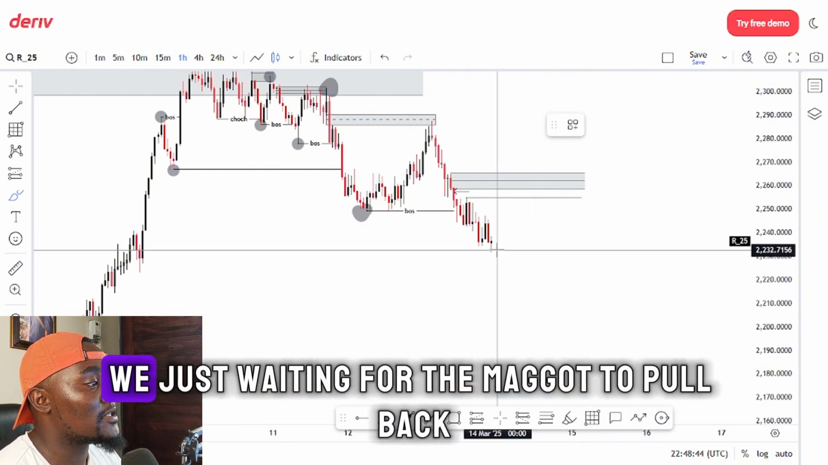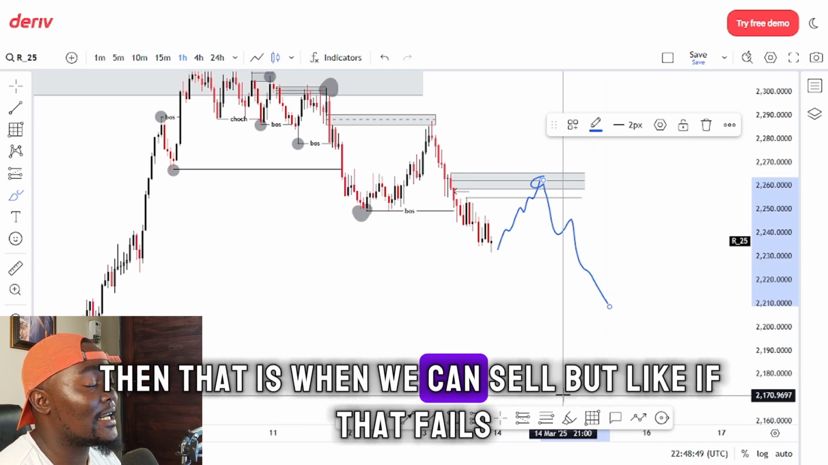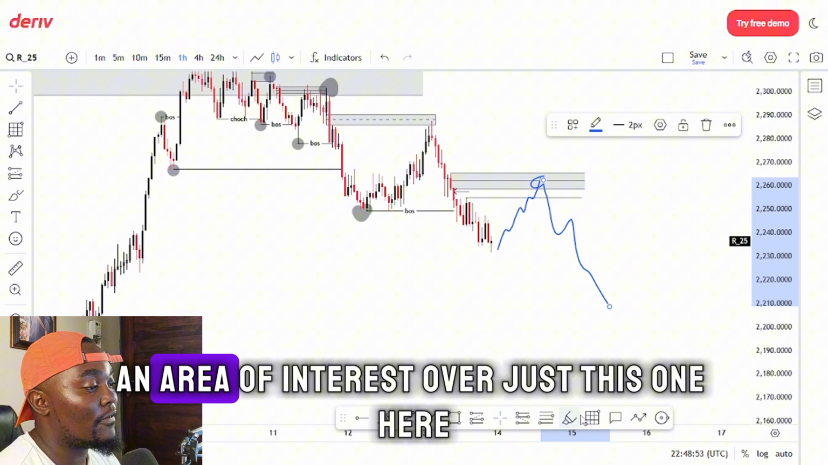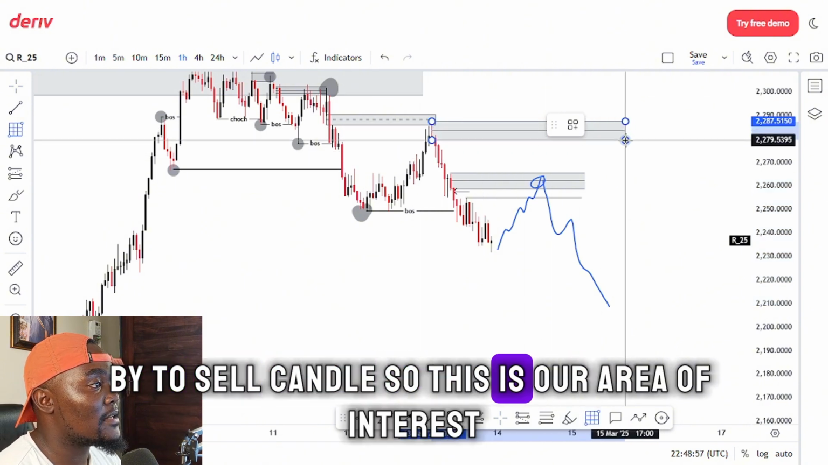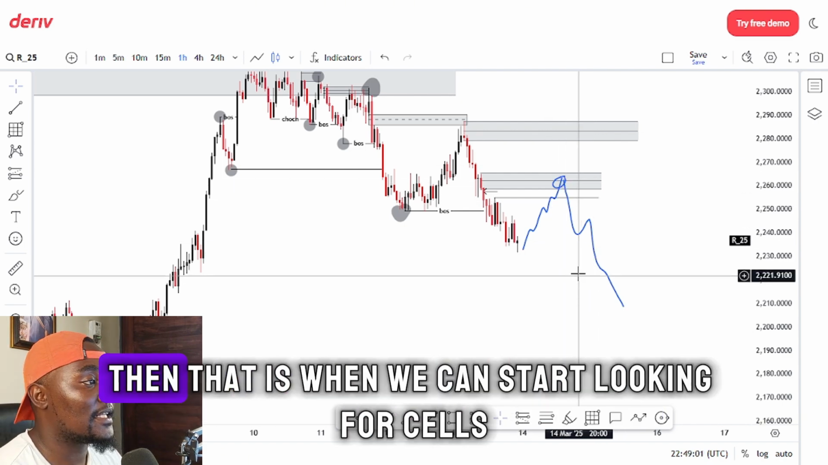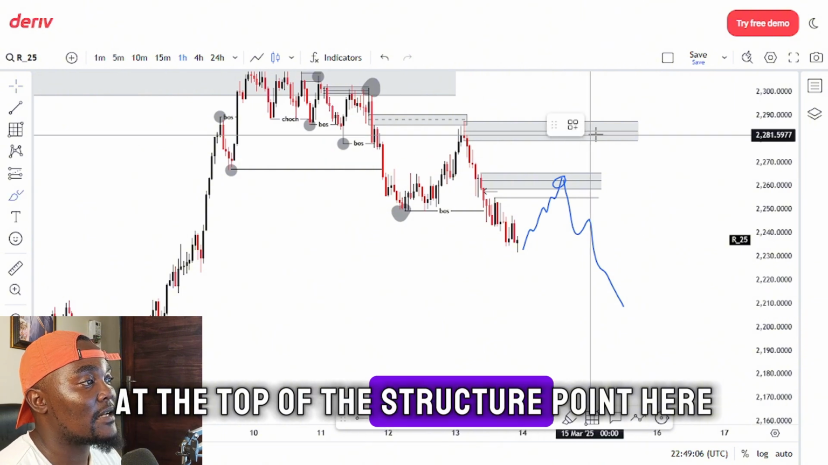So around this point, we're just waiting for the market to pull back, tap into this area, and that is when we can sell. But if that fails, just know that we still have an area of interest, which is this one here, buy to sell candle. So this is our area of interest. If this one fails here, then that is when we can start looking for sells at the top of this structure point here.